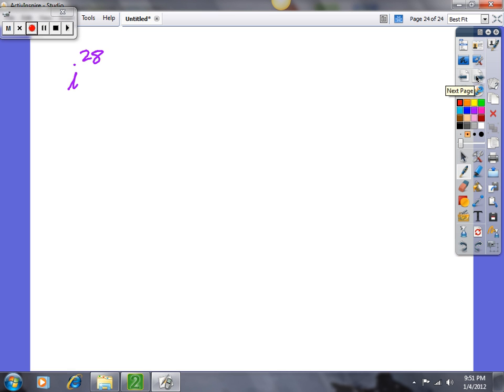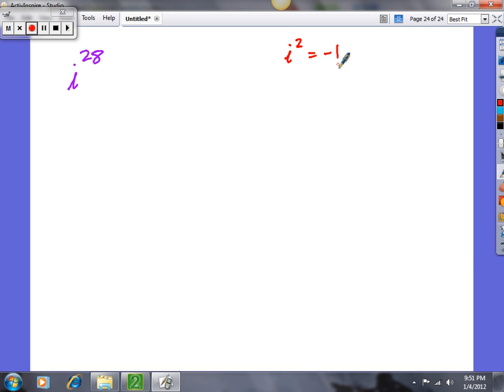Okay, last one. i to the 28th. Simplify this. You're always on the hunt for this. You know i squared equals a negative 1. So I'm going to rewrite this as i squared raised to the, 2 times what is 28? 2 times 14. So what's your power properties?